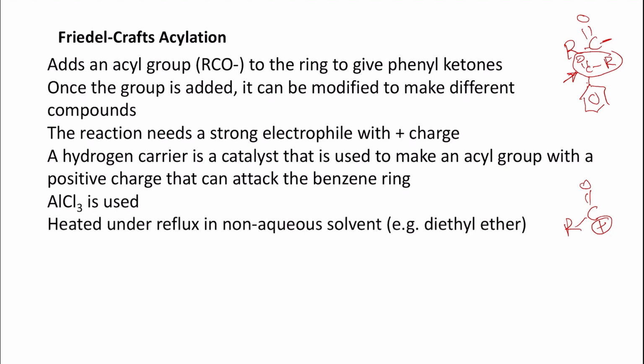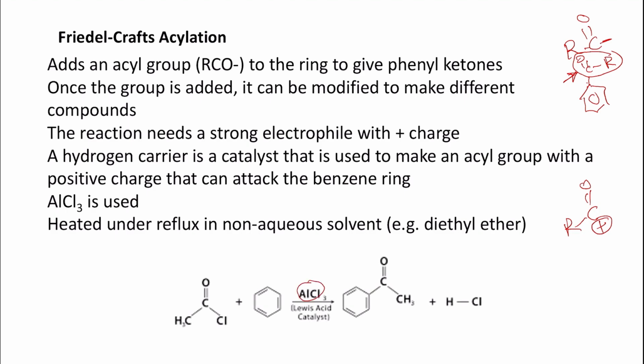And the reaction condition is that we heat the reactants, which are going to be the benzene ring or the arene, with the acyl chloride, in the presence of the catalyst, which is the Friedel-Crafts catalyst, aluminium chloride. And then we use a non-aqueous solvent like diethyl ether. The end products are going to be a ketone and hydrogen chloride, where there is a substitution of one of the hydrogens from the benzene ring with this acyl group. So this is going to be substituted.